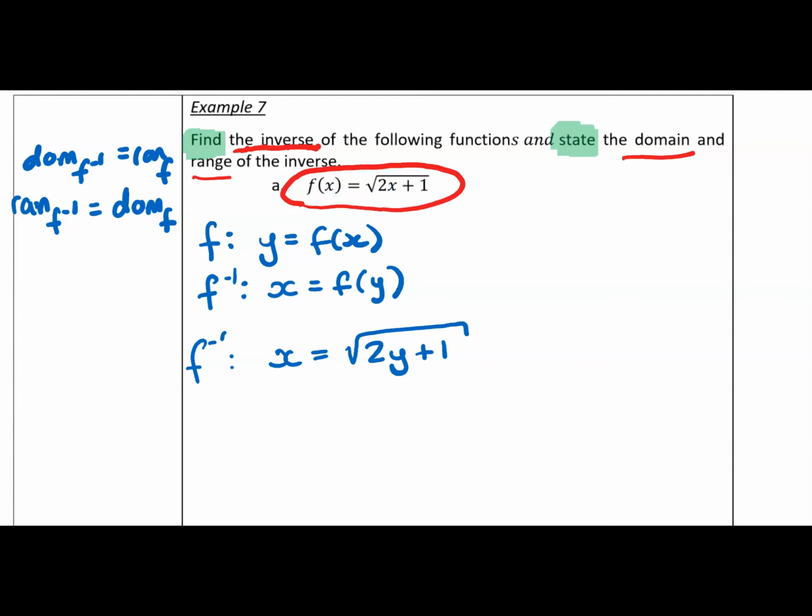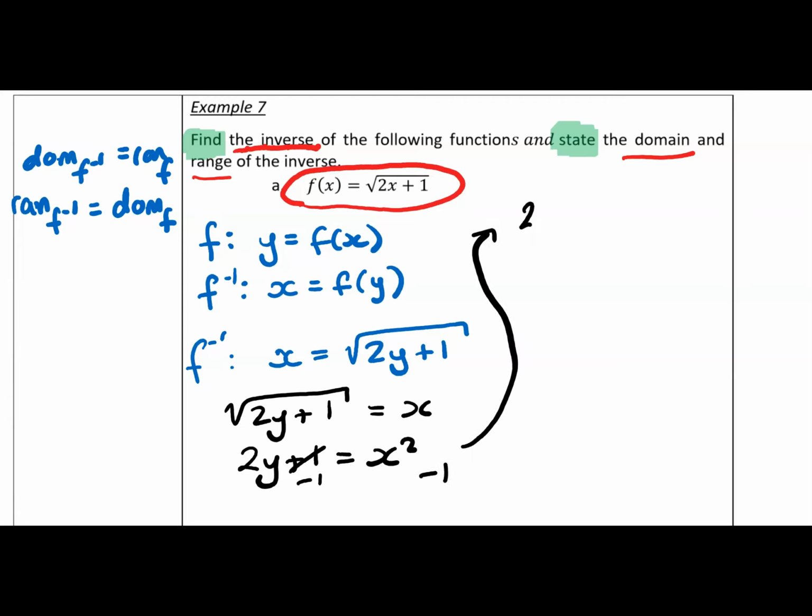In order to solve for y, we need to square both sides. And for me to start doing this solving for y, I would rather work left to right. So I'm going to swap this around and say the square root of 2y plus 1 is equal to x. If we square both sides, 2y plus 1 is equal to x squared. If we subtract 1 from both sides, that yields 2y is equal to x squared minus 1.